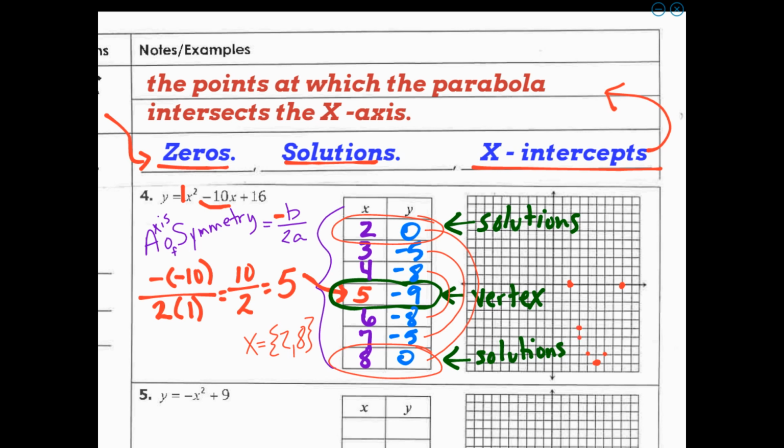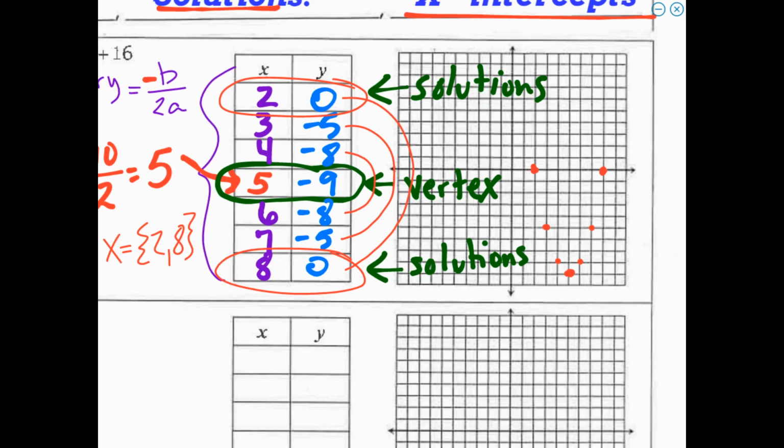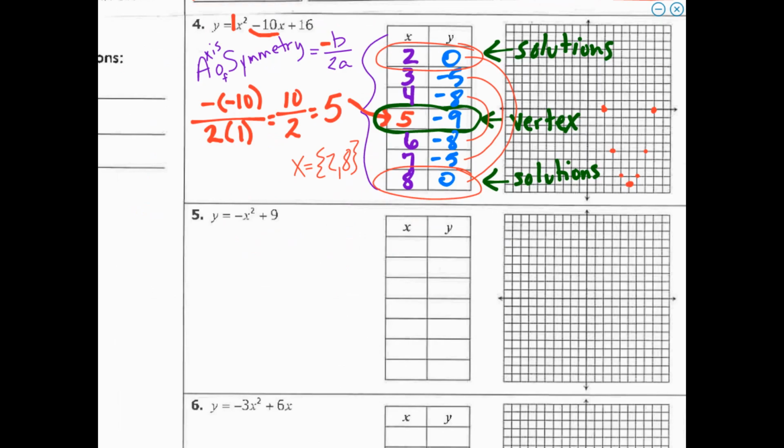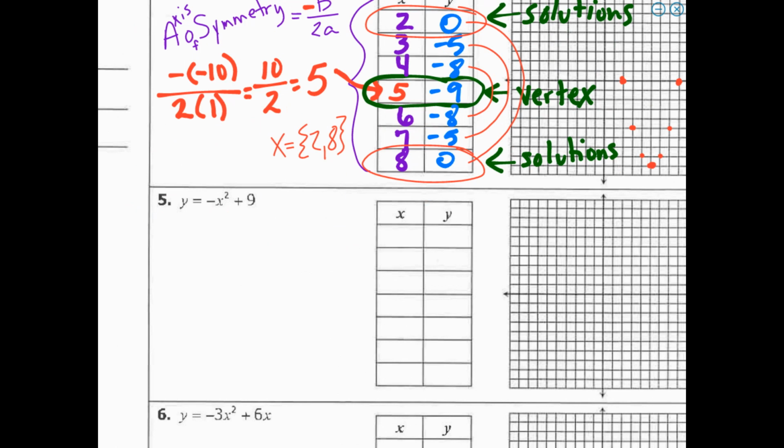And because it's mirrored, your dots would look something like that. Okay. I want to just talk about this next one really quick, because if my formula for my axis of symmetry is -b/2a, what is my b in this problem?